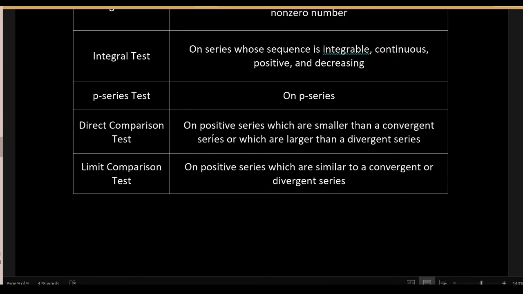To summarize today's material, we introduced 2 types of tests, direct comparison and limit comparison, that could be used to determine convergence/divergence for series that kind of looked like, kind of behaved like, series that we already understood as a result of using one of the other tests. And we talked about some valid and invalid applications of those tests.